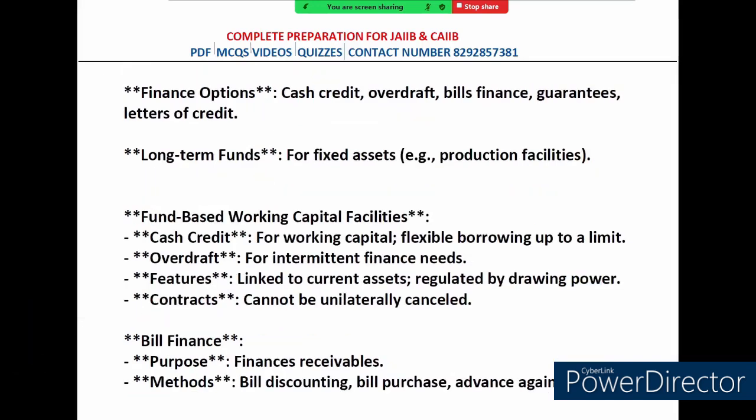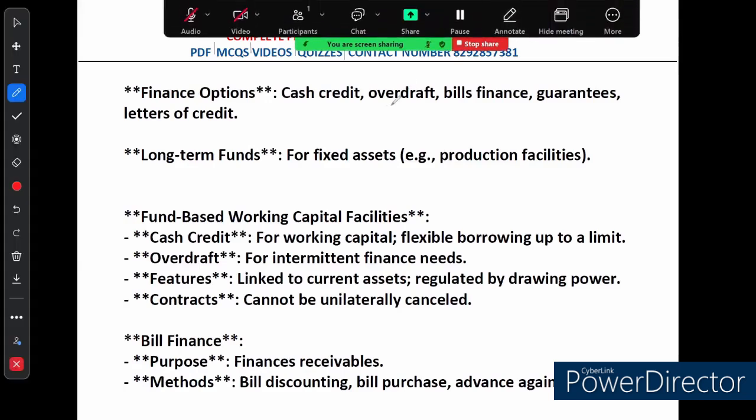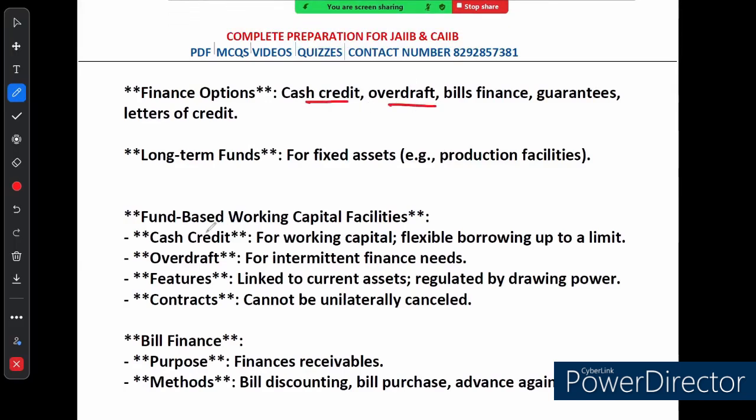If we talk about the finance options, cash credit allows borrowing up to a limit. Overdraft provides extra funds for short-term needs. Now, what is bill finance? Bill finance is financing receivables through methods like bill discounting and bill purchase.